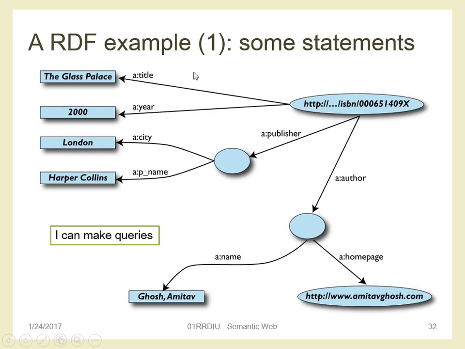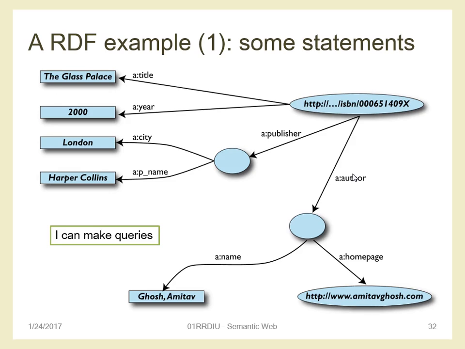I can say that this URI has a title as a predicate and The Glass Palace is the object. So this specific book, this ISBN, has the title The Glass Palace, the year is 2000, and the publisher is based in London and is called HarperCollins. These are data taken from a database that could be converted into RDF. It says that the author is called Ghosh Amitav and his home page is this one. With this I can make queries, but they are the same queries I could do on the database in which the data were originally present, so there's nothing much better.